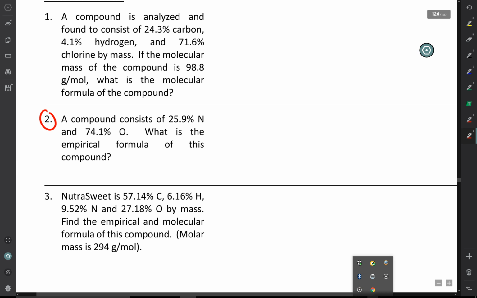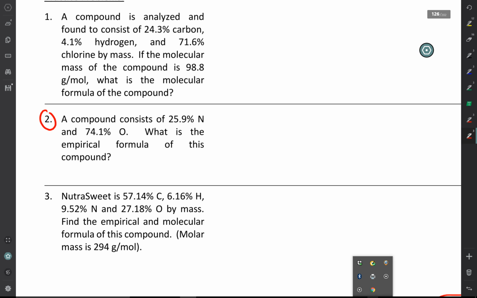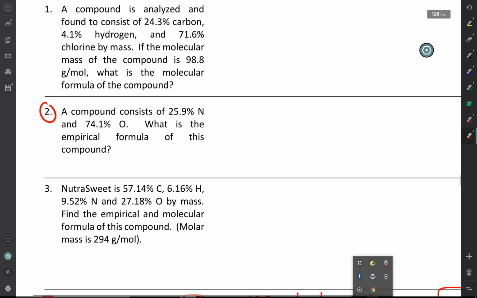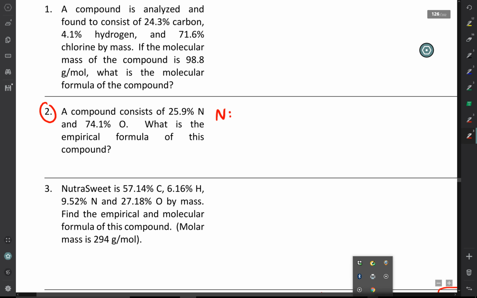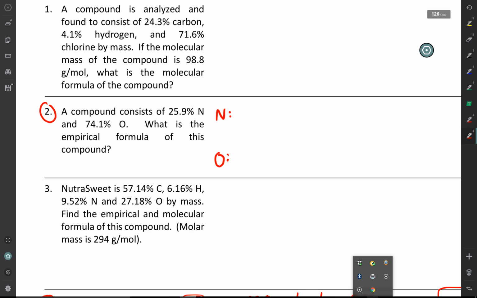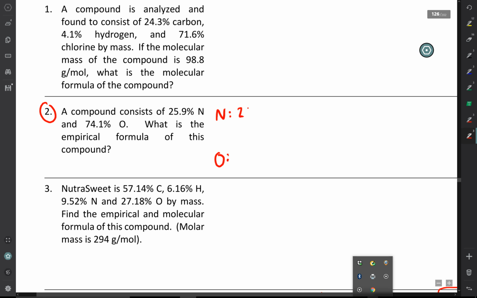A compound consists of 25.9% nitrogen, 74.1% oxygen. What is the empirical formula of this compound? All right, let's try it out. So I know that I'm going to have to solve for nitrogen and for oxygen. I want to assume that I'm working with 100 grams of this compound, so my percentages can turn into masses. I need to convert into moles. Nitrogen and oxygen have different molar masses, so I need to convert into a unit that's going to allow us to compare them directly.